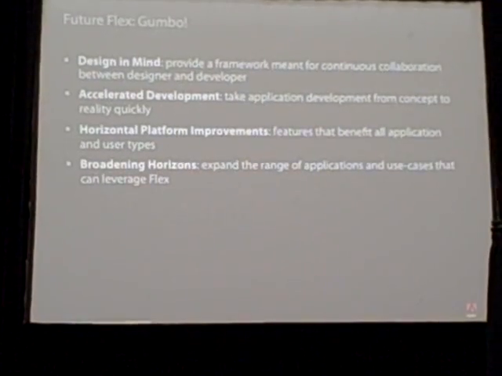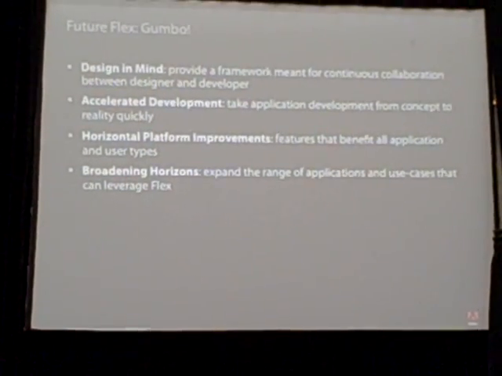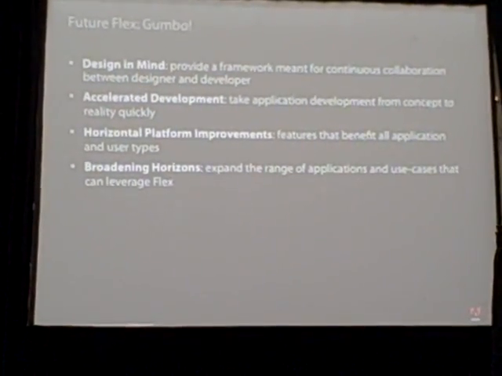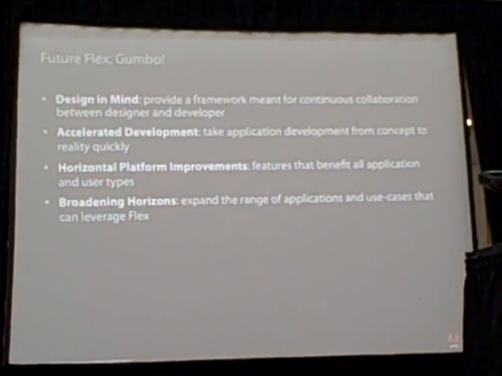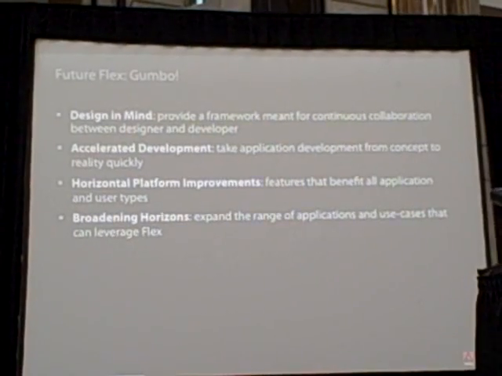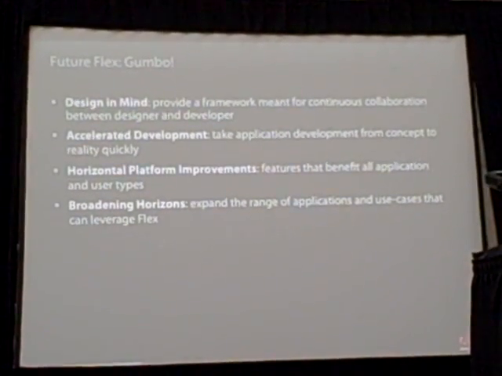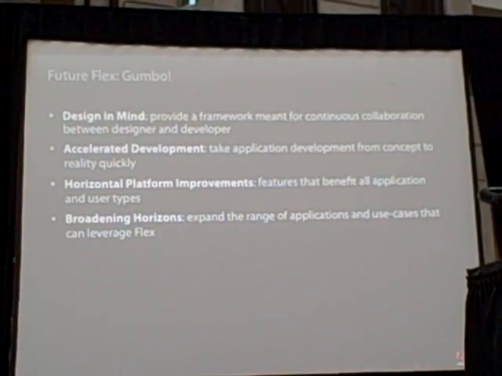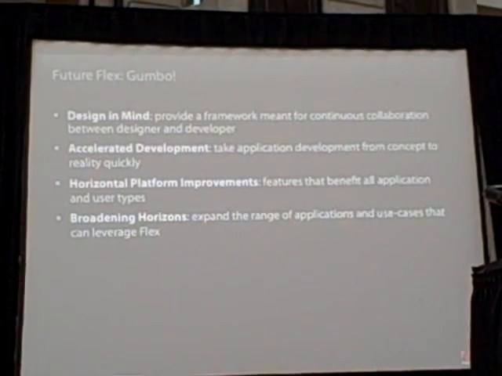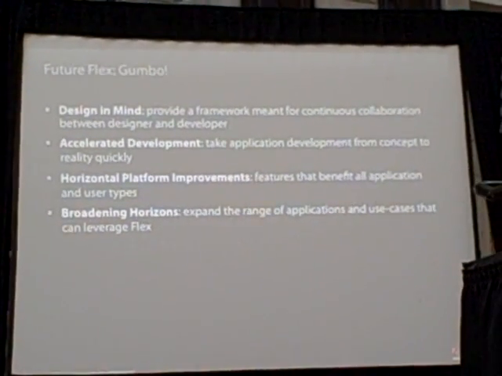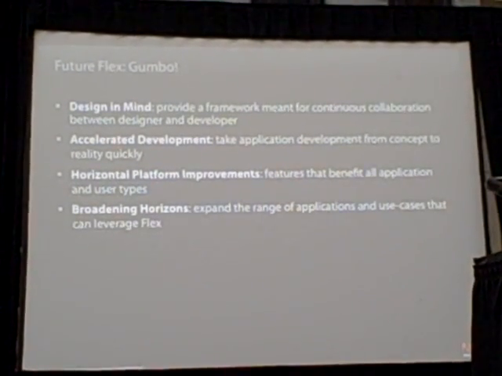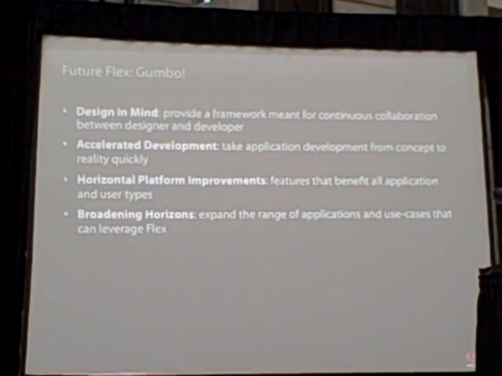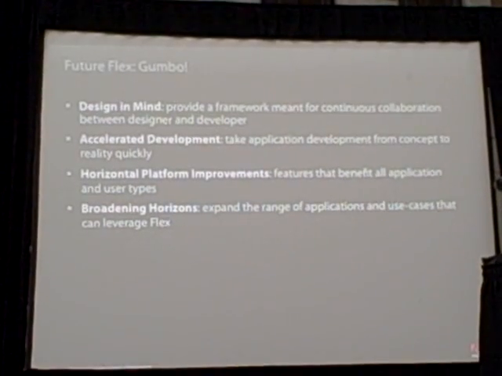The next version of Flex. We decided on a code name last Friday. Gumbo. Gumbo is the code name for the next version of Flex. And it is tentatively organized around four themes. One, design in mind, providing a framework for more collaboration between designer and developer. If anybody says, isn't that Thermo? Yes, that's Thermo.